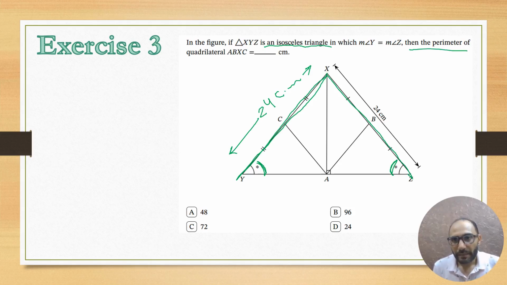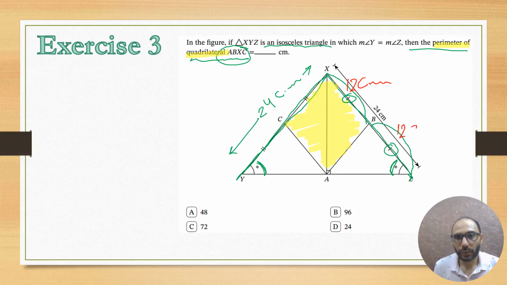What is required then is the perimeter of the quadrilateral ABXC. The required is to find the perimeter of this quadrilateral shaded in yellow here. To find the perimeter of a shape, you have to find all of the sides of the shape and add them together. It's shown here on the figure that XB equals XZ by half. Here is the sign of the equality. That means this side XB is 12 centimeter, and the other half BZ is also 12 centimeter.